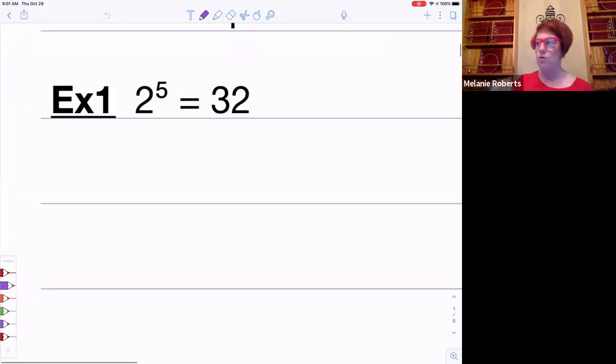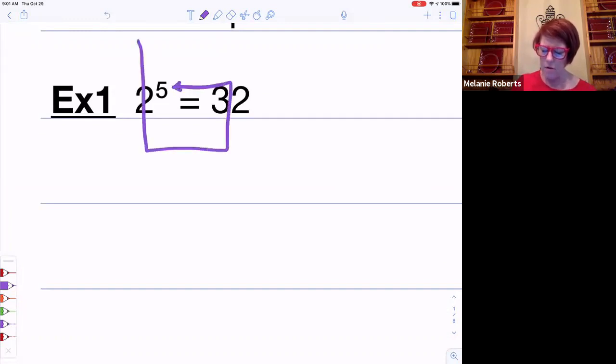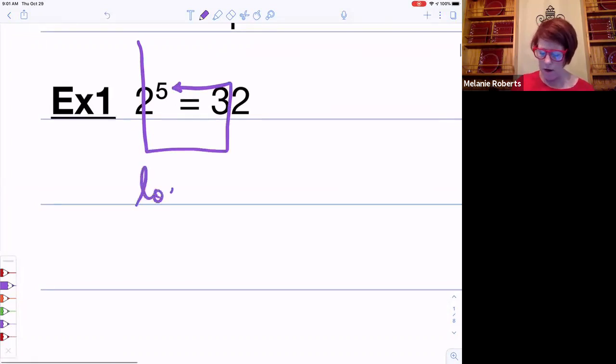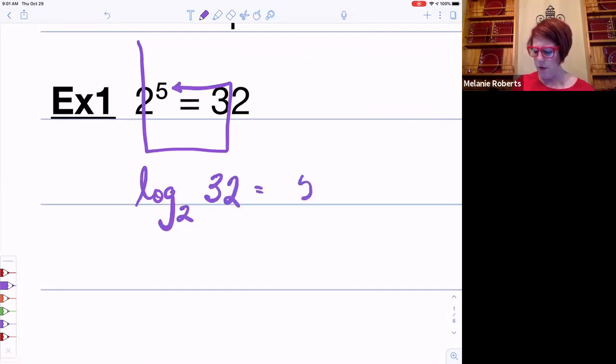So this is an exponential. I want to turn it into a logarithm. And so I'm going to use my L concept to be able to turn it into a logarithm. So this is going to be written as log base 2 of 32 is equal to 5.